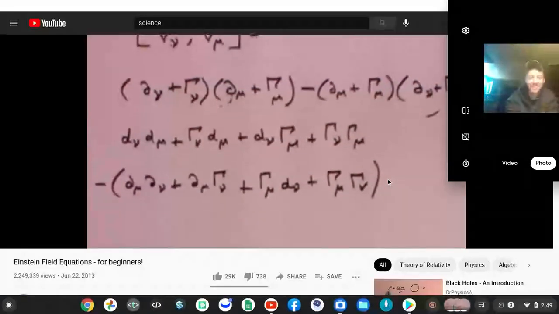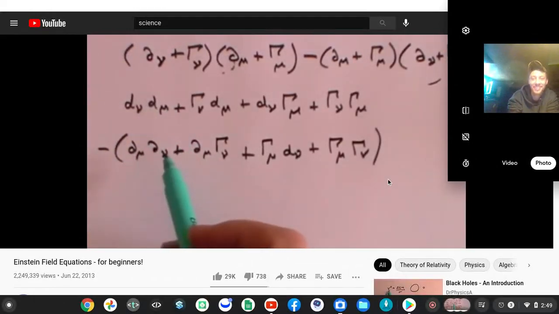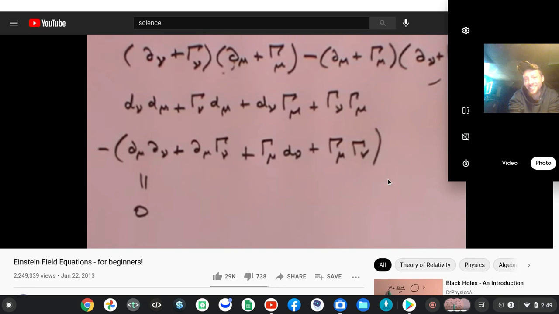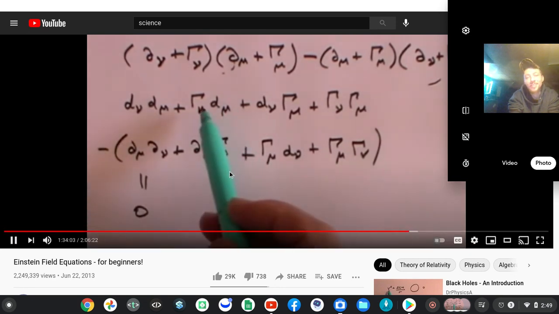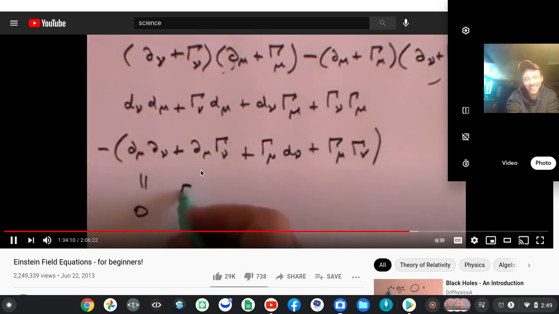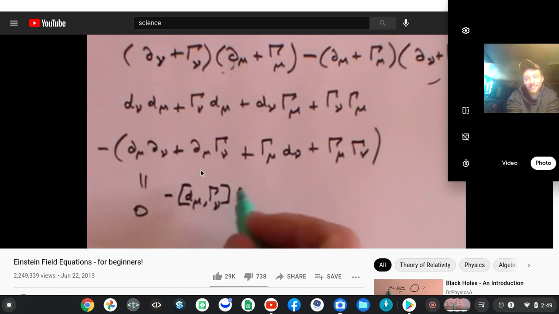Right, let's do the subtraction. d nu d mu minus d mu d nu is equal to 0 because for ordinary derivatives, the order doesn't matter. Then we have gamma nu d mu minus d mu gamma nu. Well, that's a commutator. In fact, that is equal to minus the commutator of d mu gamma nu.